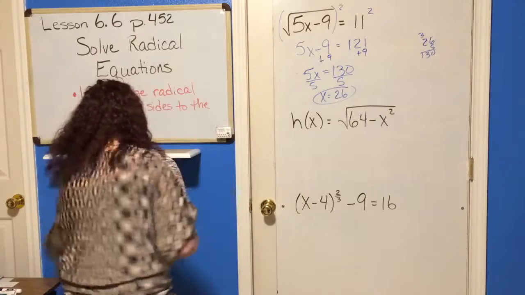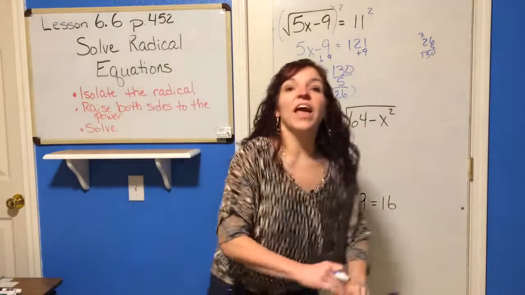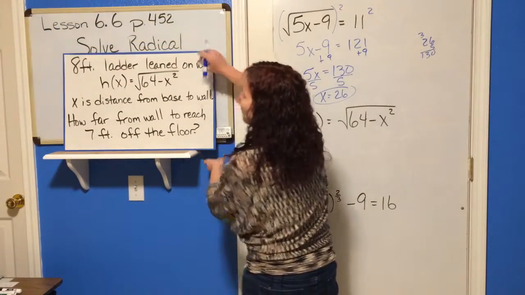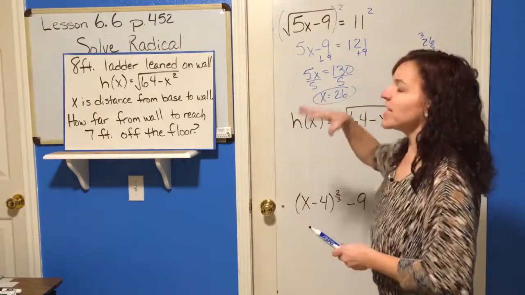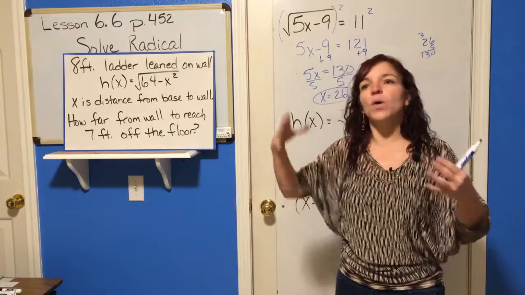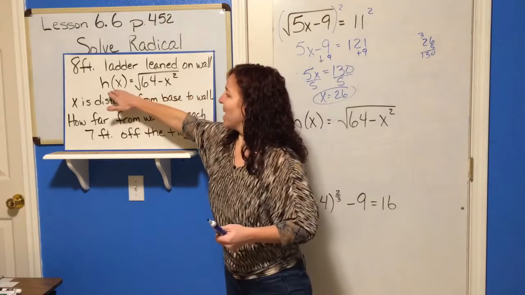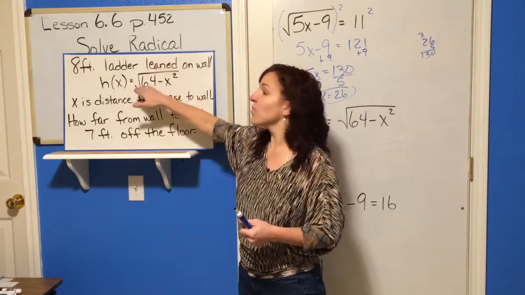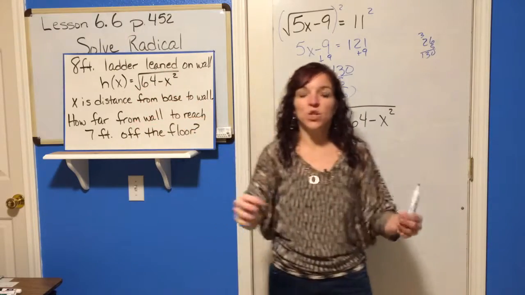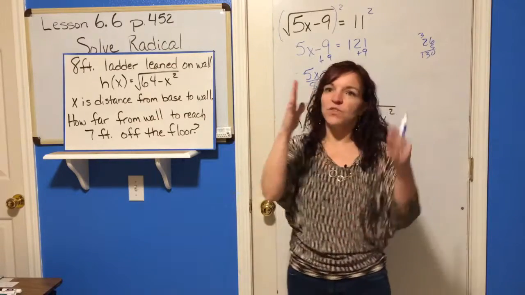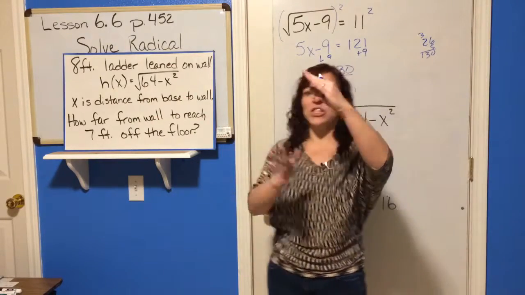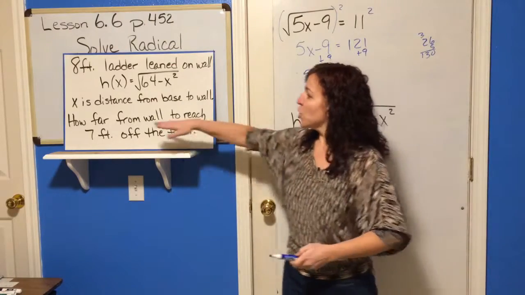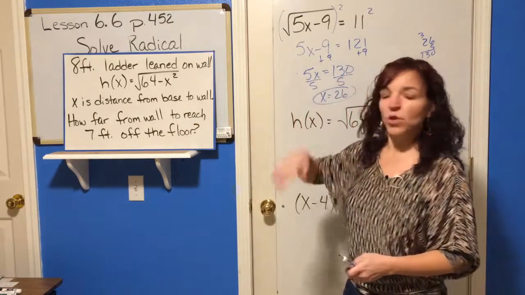The next thing I want to show you is if we have a root in a word problem. You know I love those because they're the real deal. They're real life. If you've got an 8-foot ladder leaned against the wall, the model that shows how far it reaches up, the height that 8-foot ladder is going to reach, is modeled by the square root of 64 minus x squared, where x is the distance from the base to the wall. So if you envision this, you've got a ladder leaned against the wall. So h is the distance up and down. The x is the distance away from the wall that the bottom of the ladder is at. So how far from the wall to reach 7 foot off the floor?